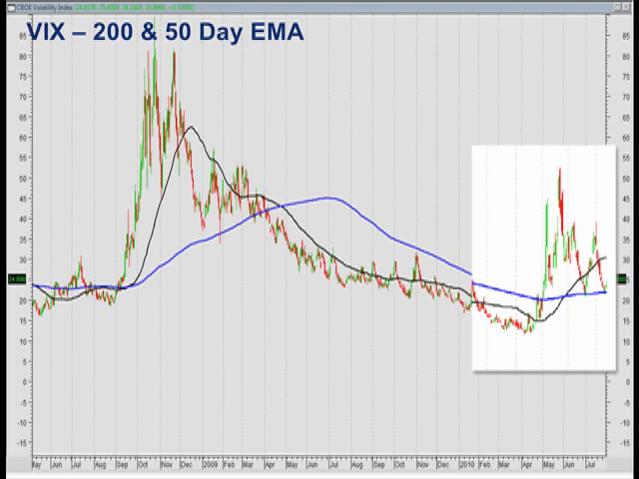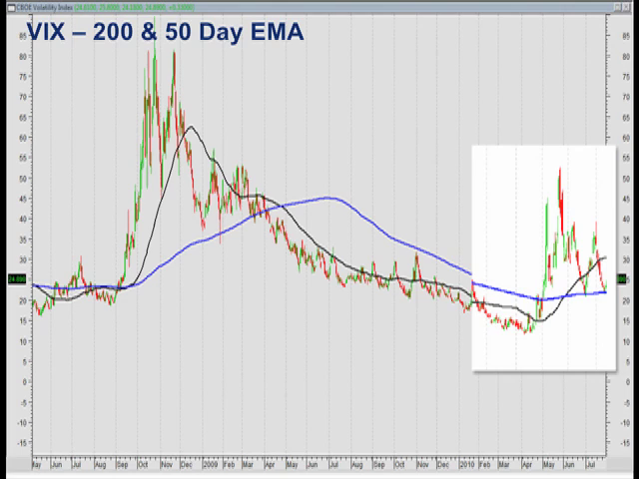Obviously, the VIX is not going to be a longer-term trending or anything like that, but you can see here overall you can see the 50 and 200 days kind of up and down, up and down. But when the 50 is below the 200, we're in a very strong bullish market, and vice versa.